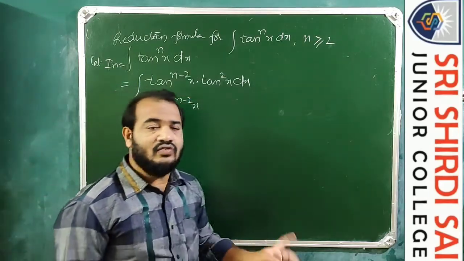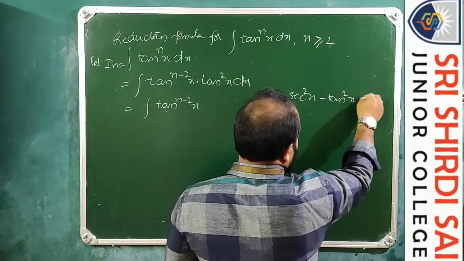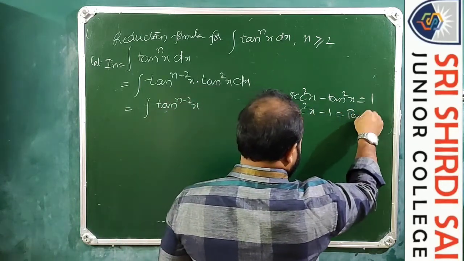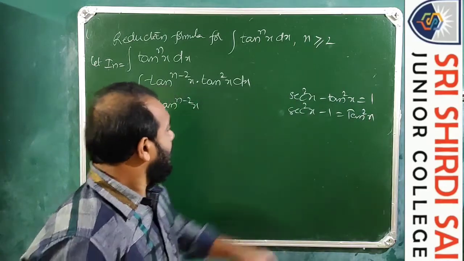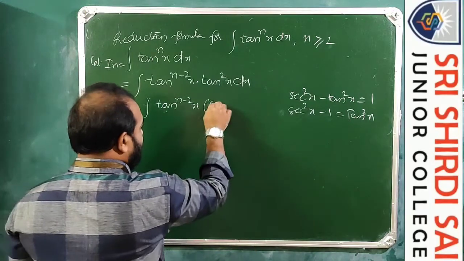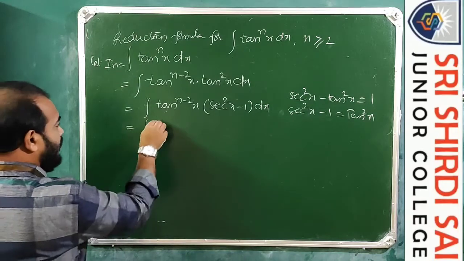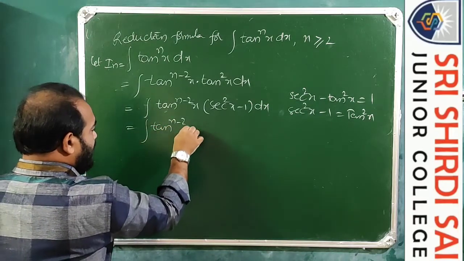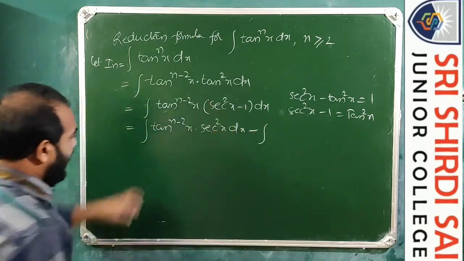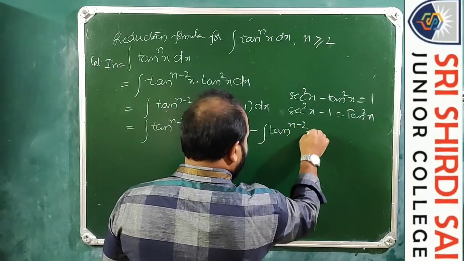We know that secant square x minus tan square x is equal to 1. So secant square x minus 1 is equal to tan square x. Therefore, tan square x can be replaced by secant square x minus 1. So this is tan power n minus 2x into secant square x dx minus tan power n minus 2x into 1, which is tan power n minus 2x dx.